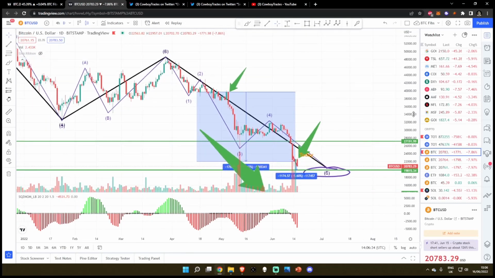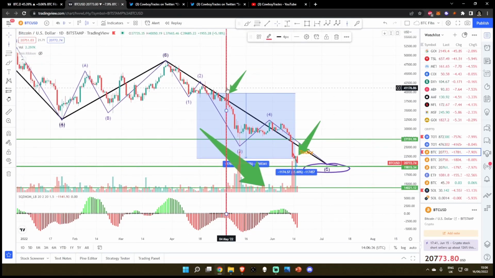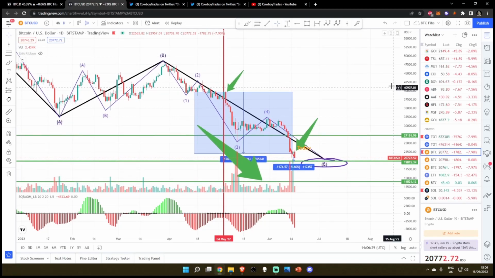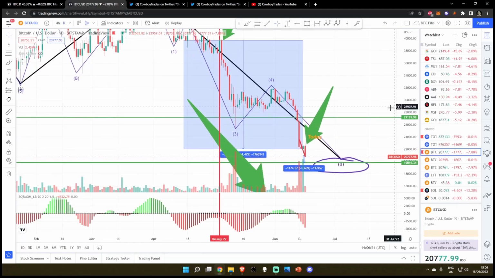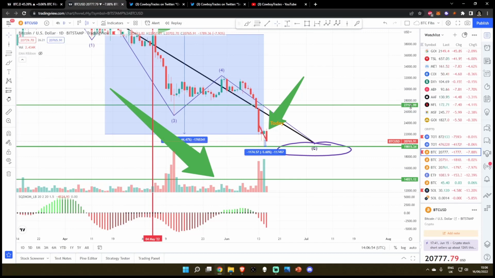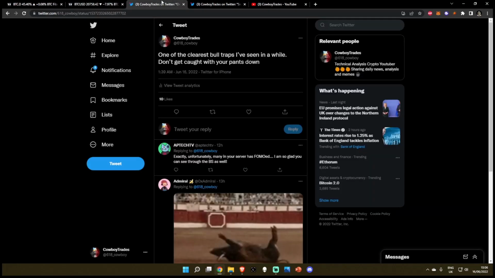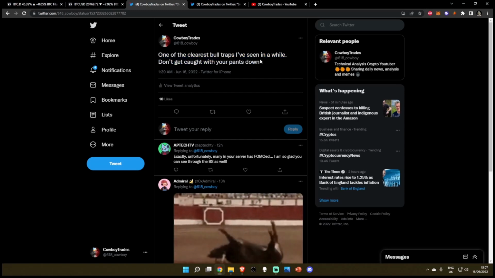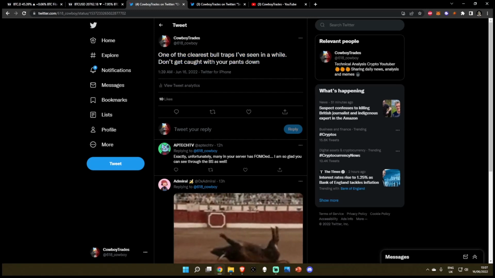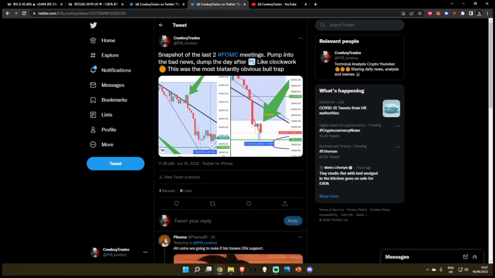Now, if we look back at what happened at the previous FOMC meeting, this was on the 4th of May. We increased the interest rates by 50 basis points and we subsequently massively dropped to the downside. We had almost a 45% drop up until yesterday, where we had a bounce in the markets. Tons of people got out of bed from this move. I actually tweeted on Twitter, this was 13 hours ago, I said this is one of the clearest bull traps I've seen in a while. Don't get caught with your pants down. And I also shared this image of this fractal, which is what I'm going to be talking about today.